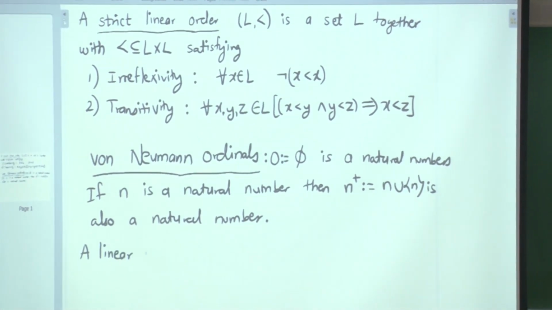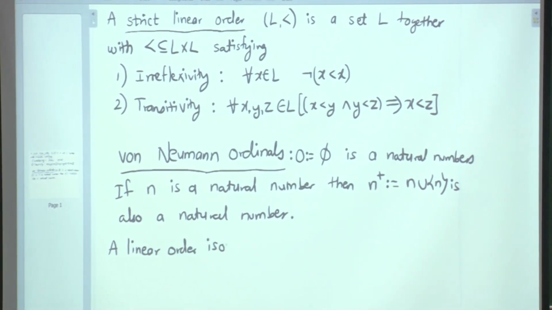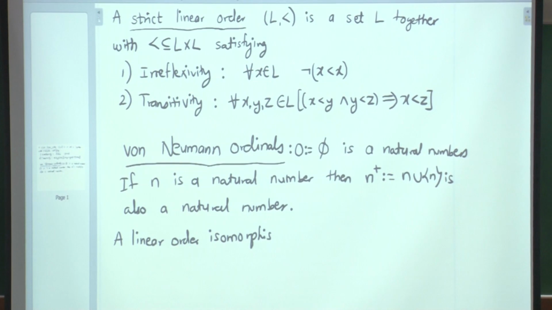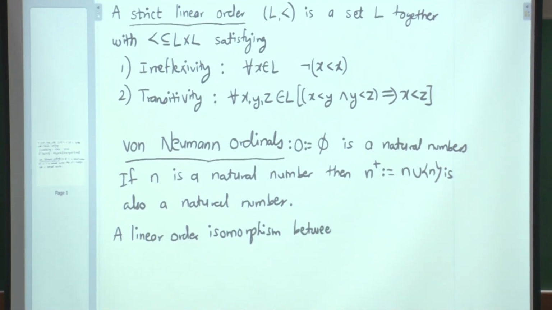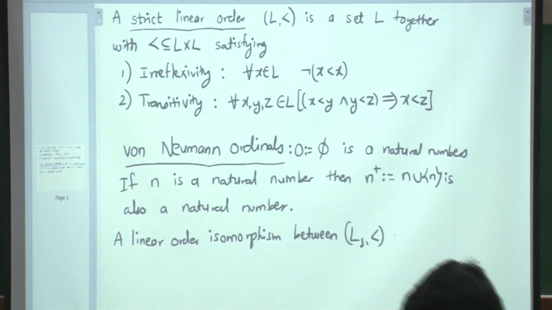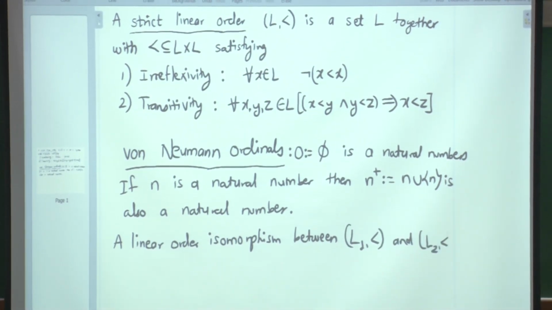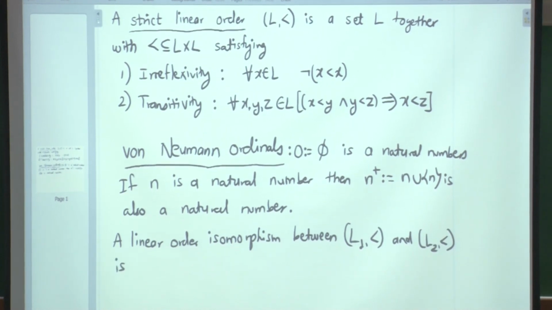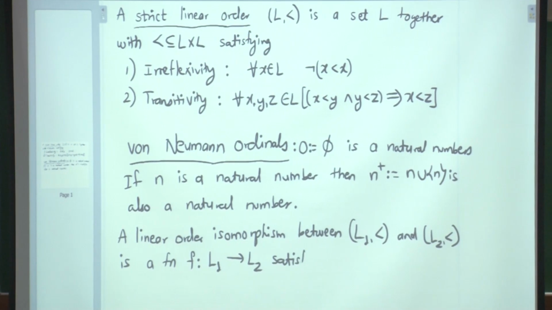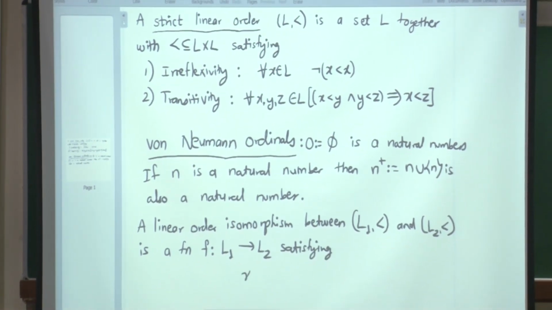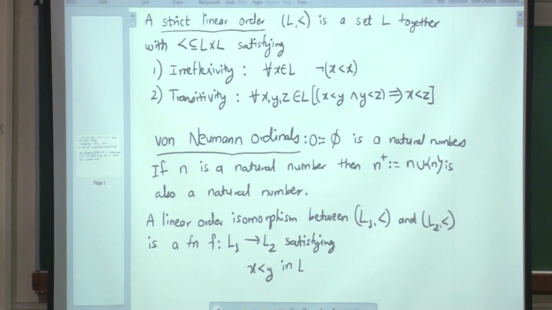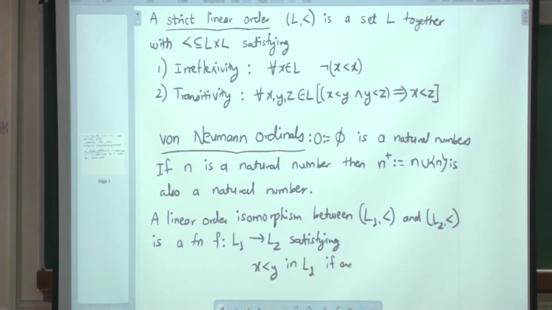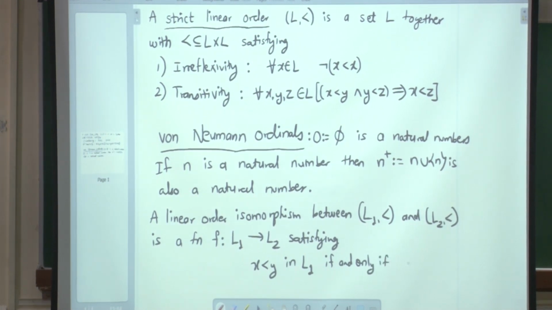Okay, very good. So now another definition that we'll need: a strict linear order isomorphism between (L1, less than) and (L2, less than) is a function f from L1 to L2 satisfying x less than y in L1 if and only if fx is less than fy in L2.